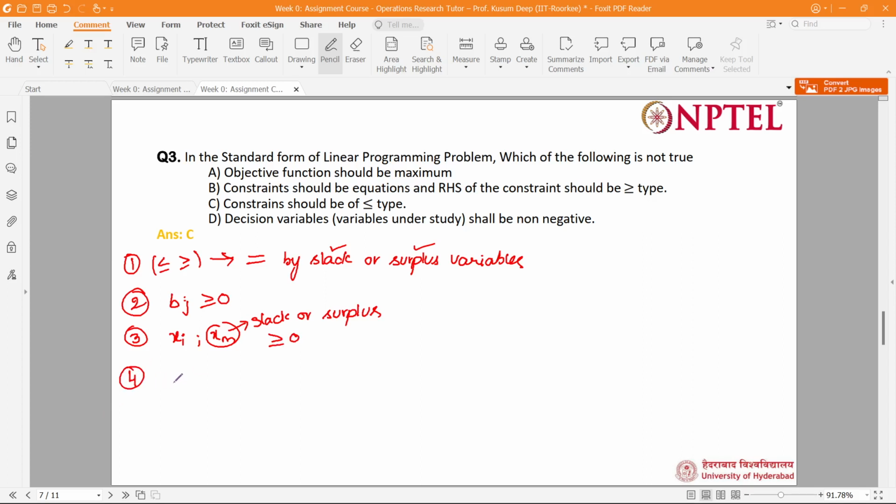And if the objective function is of minimization type, we have to convert it into maximization type. That means the objective function should be of maximization type. Here you can see if the objective function is of minimization type, that is the minimum of z, then we need to convert it into maximization type by considering it in this way. So after stating all these characteristics, we can check which option is not correct. The first thing is the optimization function should be maximum. As we saw in the last property, the optimization function should be of max type only.